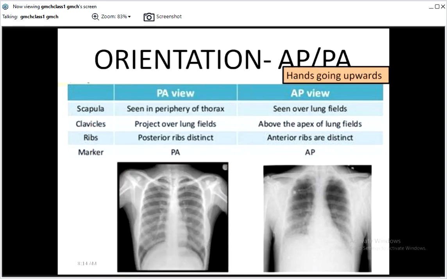And one more soft marker. A PA view is usually done erect, usually in the X-ray department, while AP views are usually done in sick patients who are lying on the bed. Whenever we are doing an X-ray in an erect position in a child who can stand, they are usually told to keep their hands upwards. So if you find hands going upwards on the X-ray, that would most probably be a PA view.